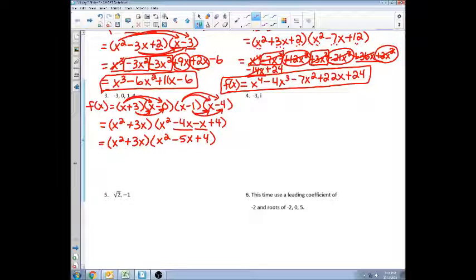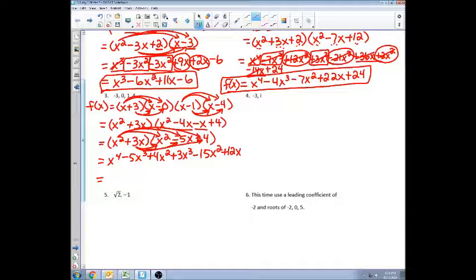Now, to finish it off, I need to multiply x squared times everything. So that would be x to the fourth. X squared times negative 5 would be negative 5x cubed. X squared times 4 would be positive 4x squared. 3 times x squared would be positive 3x cubed. 3x times negative 5x would be negative 15x squared, and 3x times 4 would be positive 12x.